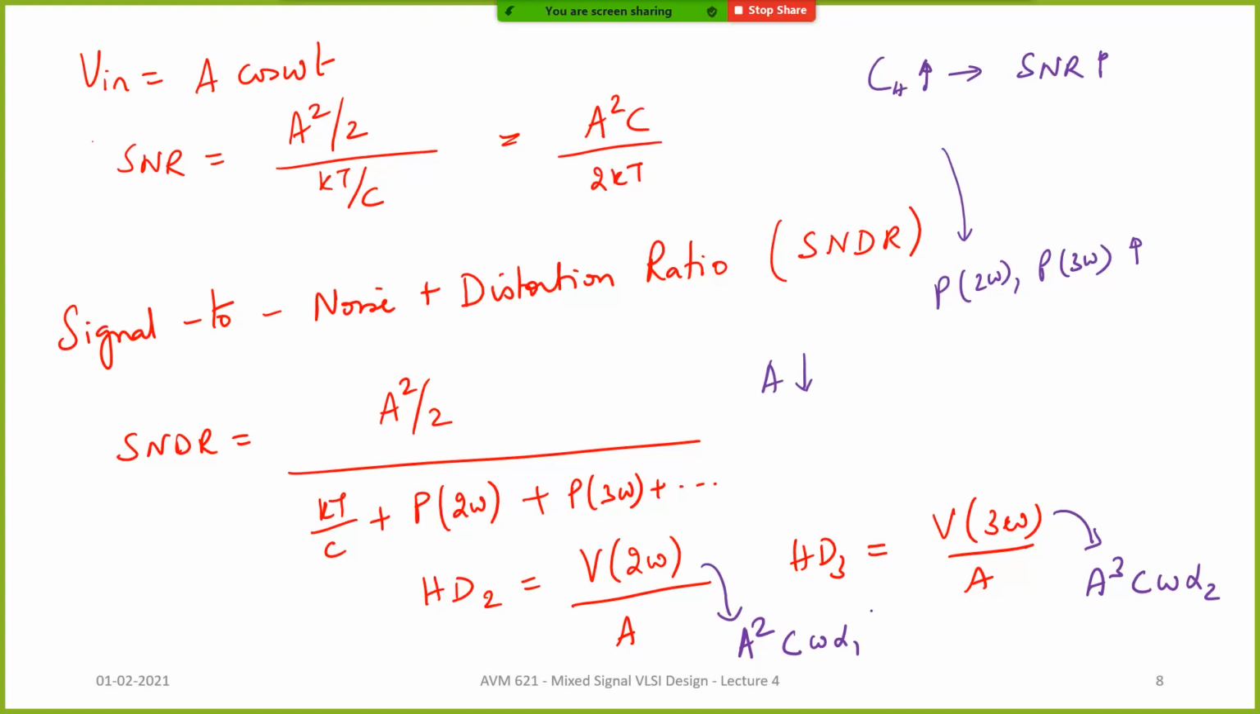You can see here that the HD2 component has a dependence on a squared, and HD3 has a dependence on a cube, correct? Because we have V in squared and V in cube here, right? So if you drop the amplitude, what will happen? Your HD components will go down, but also what will happen? Your numerator is also going down, okay? So typically that's not the solution.